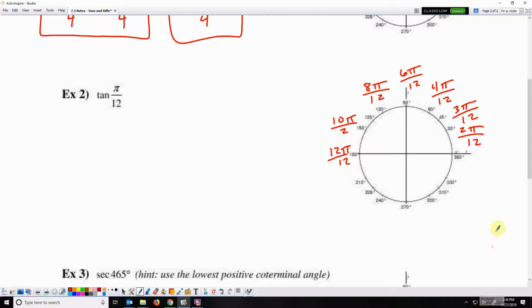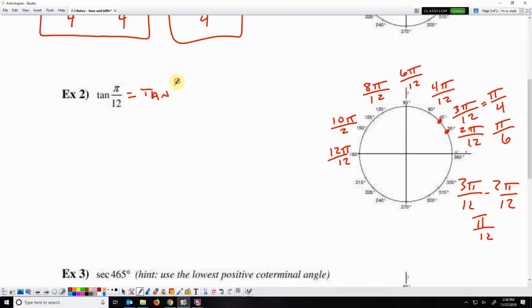Okay, so now I can actually see if I do 3 pi over 12 minus 2 pi over 12. That is 1 pi over 12. So I can use these two spots, but I really want to use their simplified form, which is pi over 4 and pi over 6. So this is the same as tangent pi over 4 minus pi over 6.